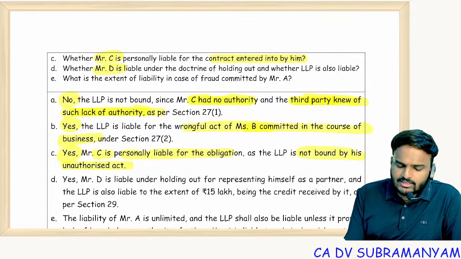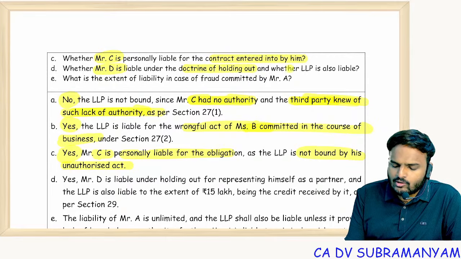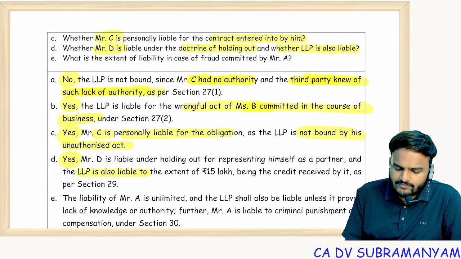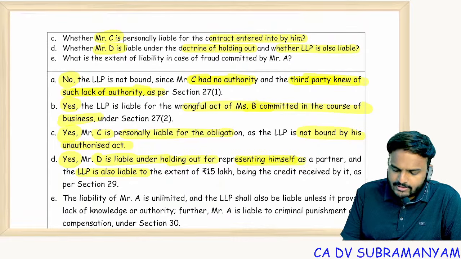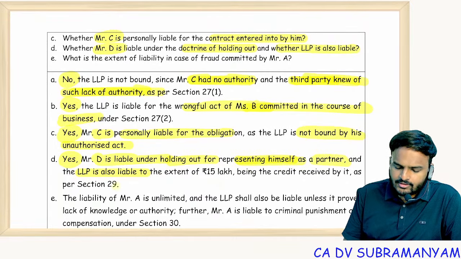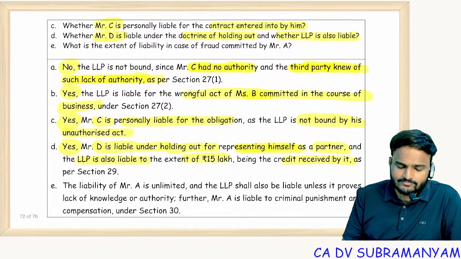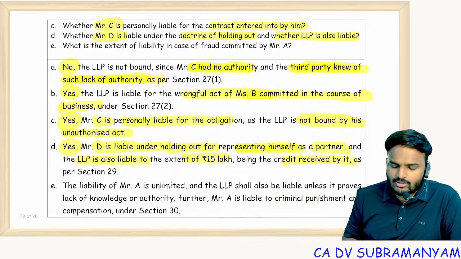Whether Mr. D is liable under the doctrine of holding out and whether LLP is also liable. Yes, first LLP is liable. If LLP is not paying the amount, Mr. D is liable under holding out for representing himself as a partner, to the extent of 15 lakhs being the credit received by it, not beyond that. A partner by holding out is liable to the extent of 15 lakhs only.